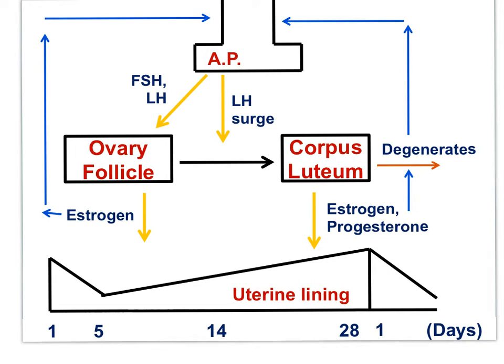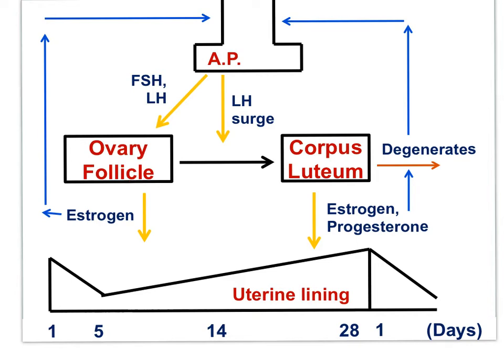This simplified image shows the anterior pituitary, as well as changes in the ovary over 28 days and changes in the uterus over 28 days. Day 1 of a menstrual cycle begins with the shedding of the endometrial lining. This is the first day of a period that lasts 3 to 5 days. FSH and LH levels rise, targeting the ovary.